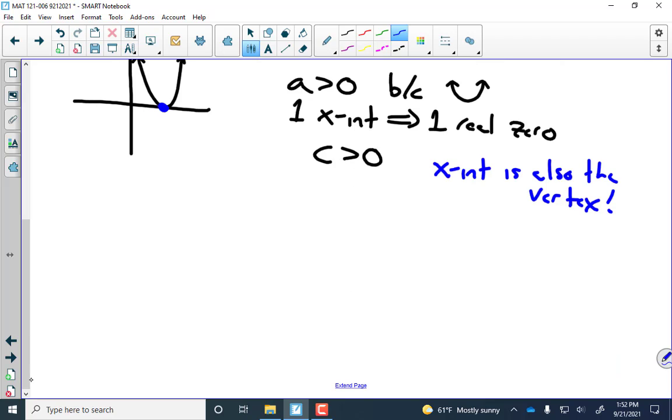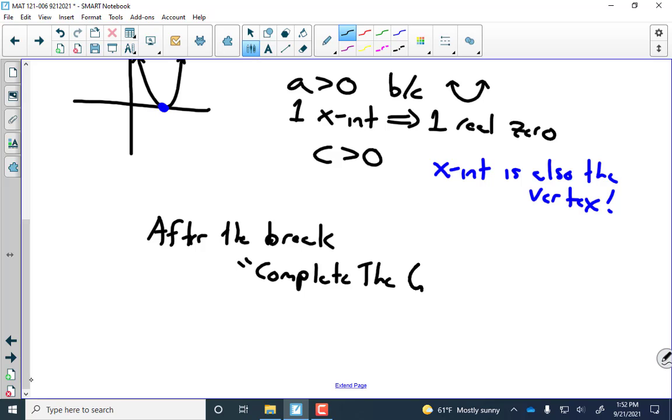So, I'm going to teach you how to do everything with these quadratics, but no matter how much we do, the hardest thing is finding the x-intercepts, or finding the zeros. That's the trickiest thing. So what we're going to do after the break, everyone, and you will want the break, so make sure you get out of here. After the break, we're going to learn how to complete the square, which I think is awesome.